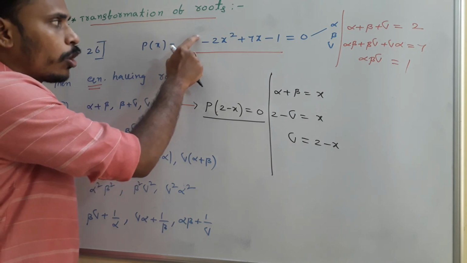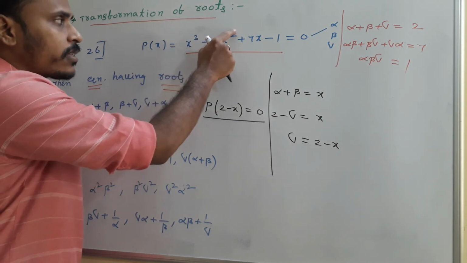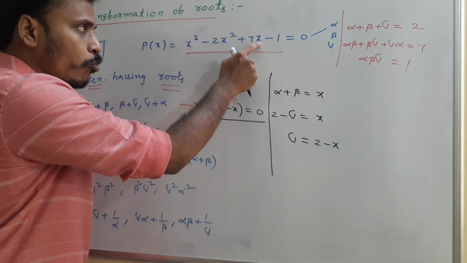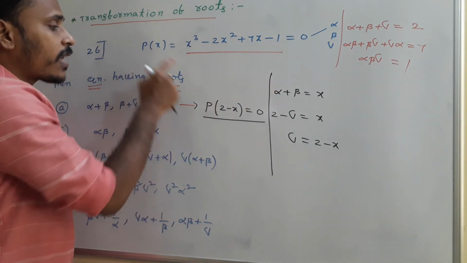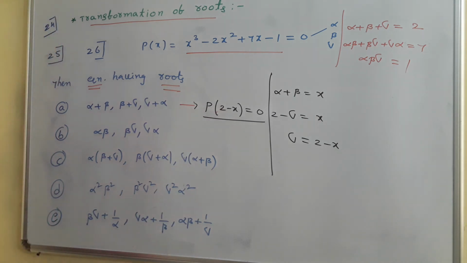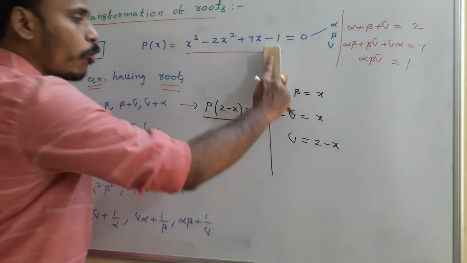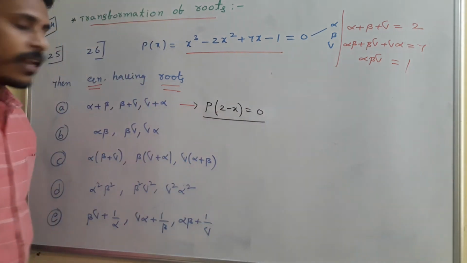So (2 minus x) whole cube minus 2 into (2 minus x) whole square plus 7 into (2 minus x) minus 1 is equal to 0 is the required equation, and that I am mentioning as p of 2 minus x is equal to 0. That's the first problem. In the same way you need to think about the remaining.